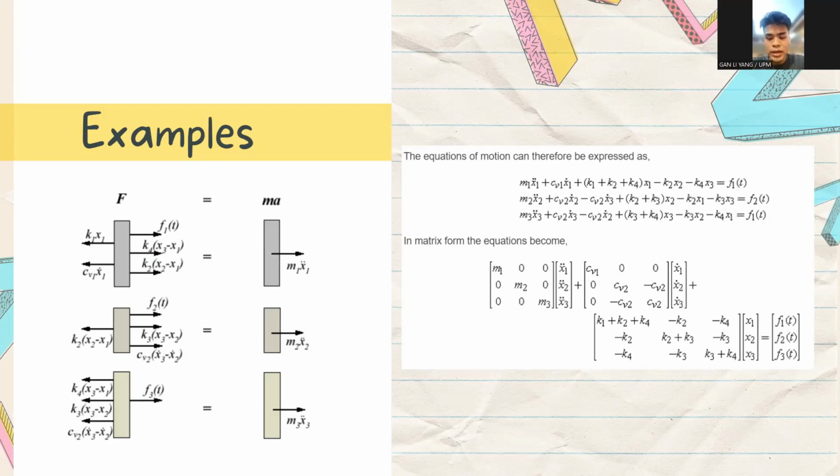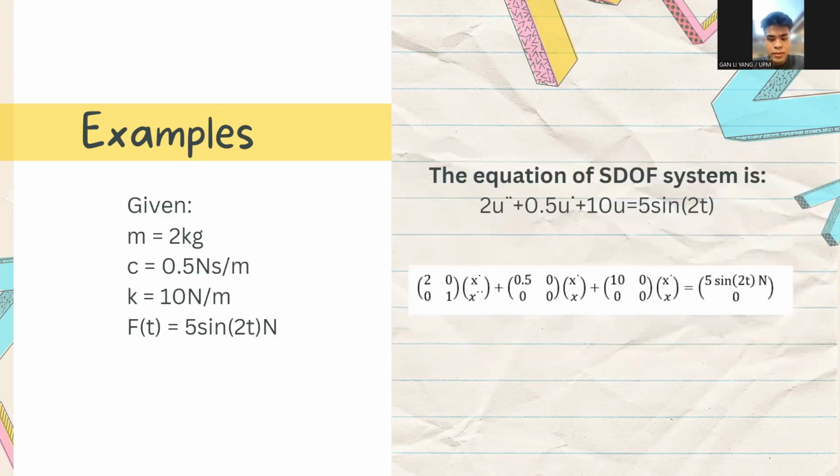But this is more about the concept, so now we move to an example. It's a very simple question. We are given m equal to 2 kg, c equal to 0.5 Ns/m, and k equal to 10 N/m. We just substitute the values into the formula, and then express it in matrix form. This is a very simple example for all of us to understand how vibration analysis is applied in our life.